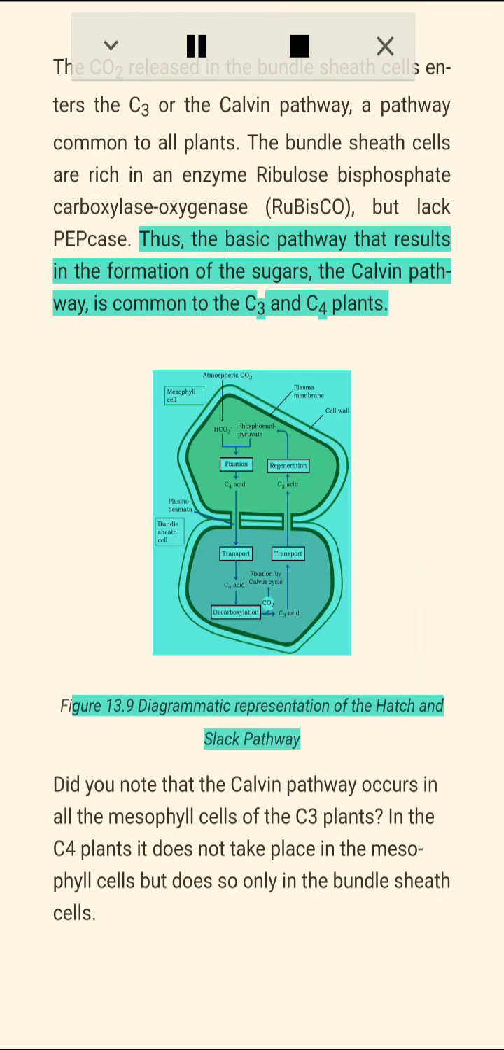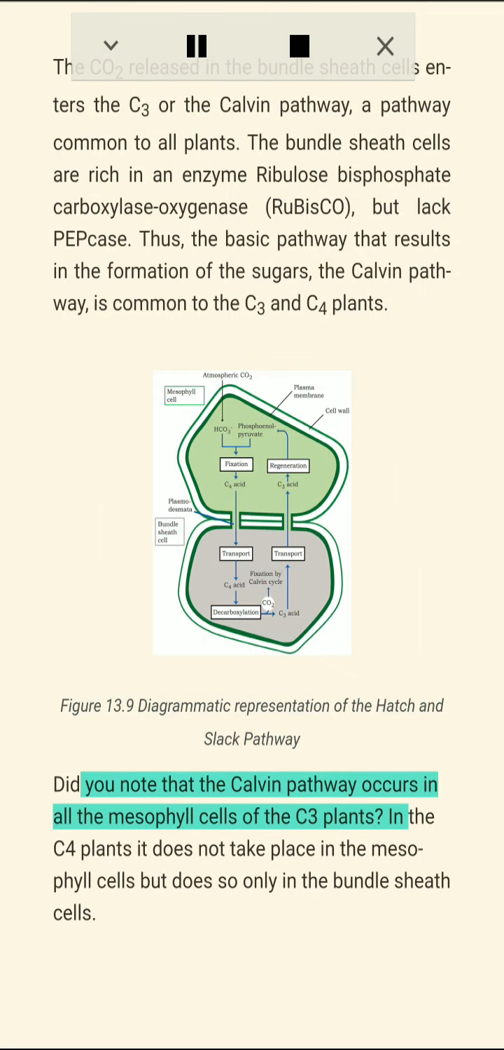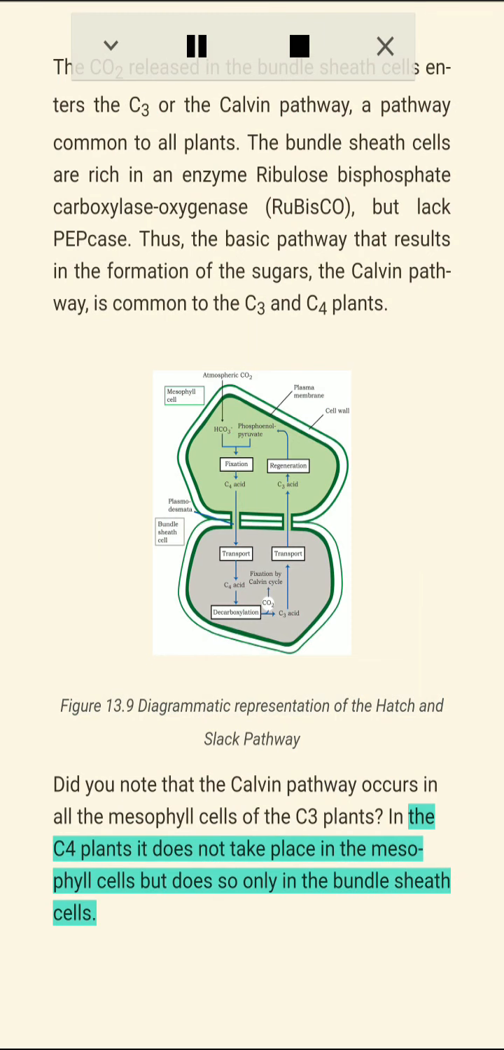Thus, the basic pathway that results in the formation of the sugars, the Calvin pathway, is common to the C3 and C4 plants. Figure 13.9 Diagrammatic representation of the Hatch and Slack pathway. Did you note that the Calvin pathway occurs in all the mesophyll cells of the C3 plants? In the C4 plants it does not take place in the mesophyll cells but does so only in the bundle sheath cells. 13.9 Photorespiration.